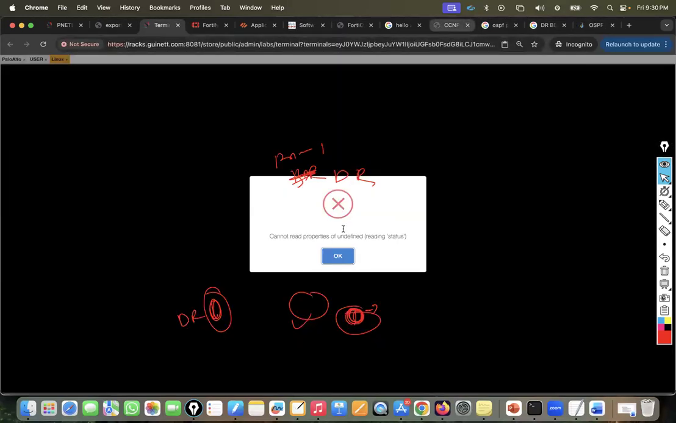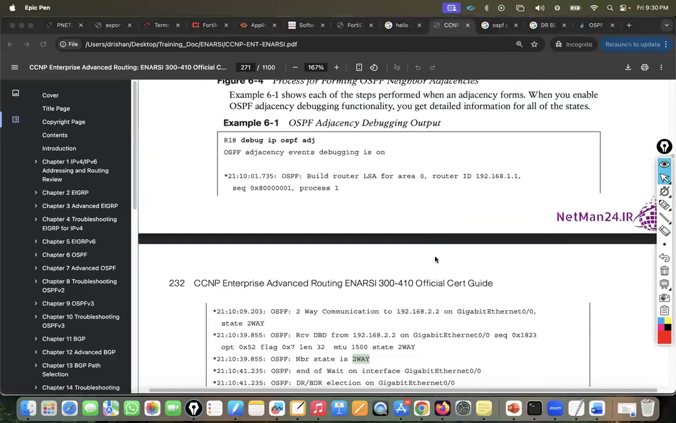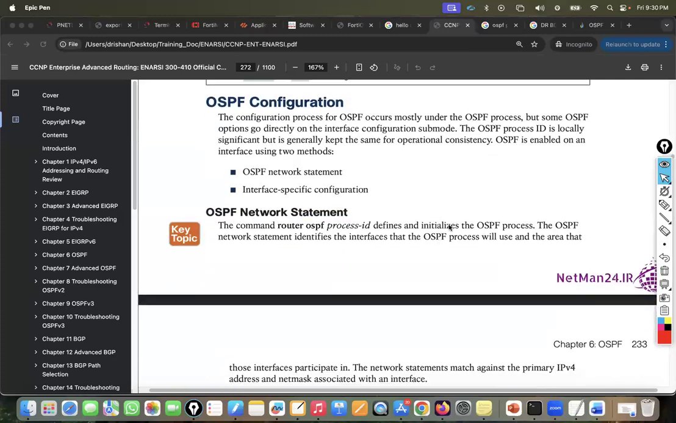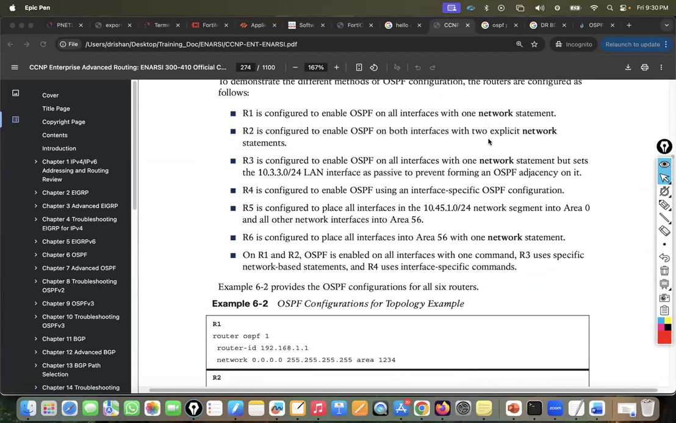Let me see what else I can cover for today. I believe we are good for today. Let's start the lab part from the next class, and we'll cover all the theoretical concepts one by one. Is that fine?